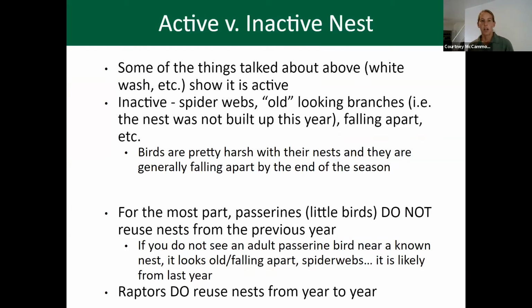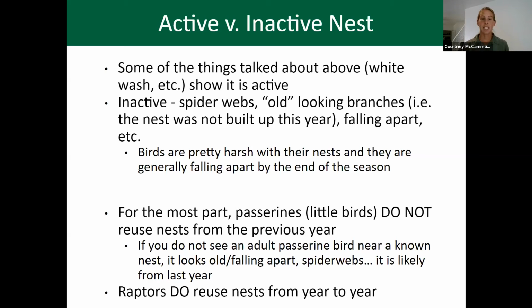Inactive, you can look. Spider webs are a good indication that it's inactive. Old-looking branches: if a branch or all the branches within a nest look old and weathered, like the nest was not built up, then it's likely inactive. If the nest is falling apart, if it's leaning to the side, or if you stand underneath the nest and look up and you can see through it and there's a hole in the middle, it's not being used because they're not going to let the eggs fall right through the nest to the ground.